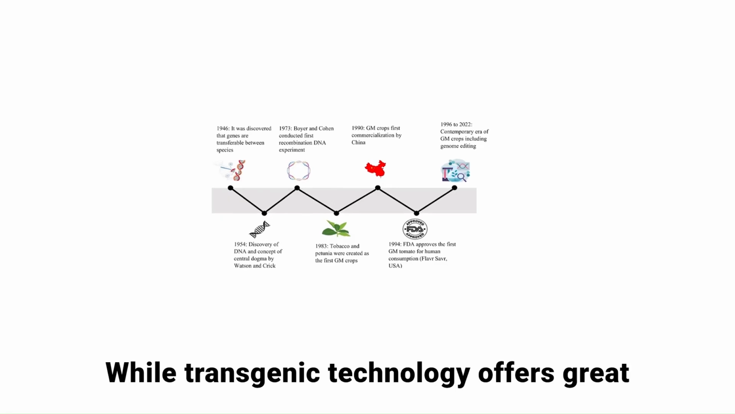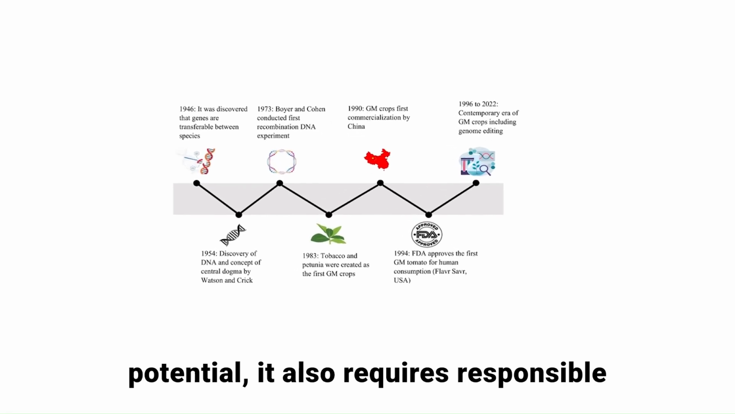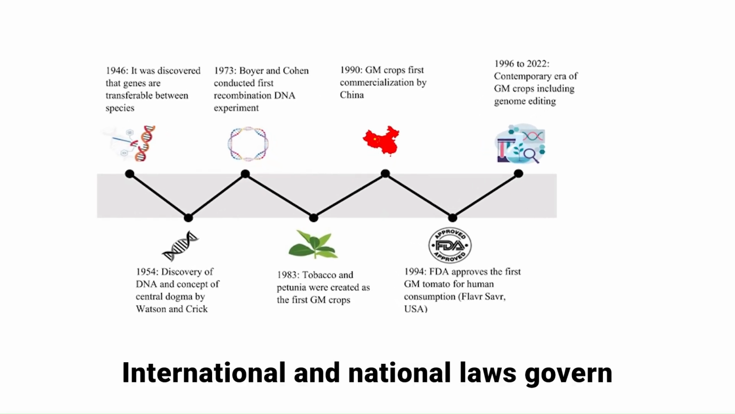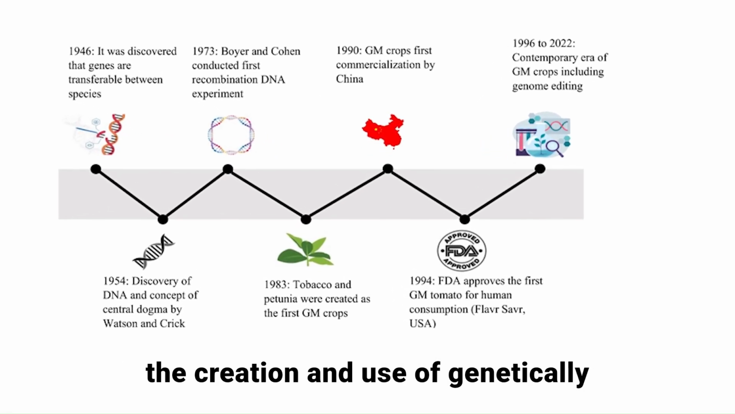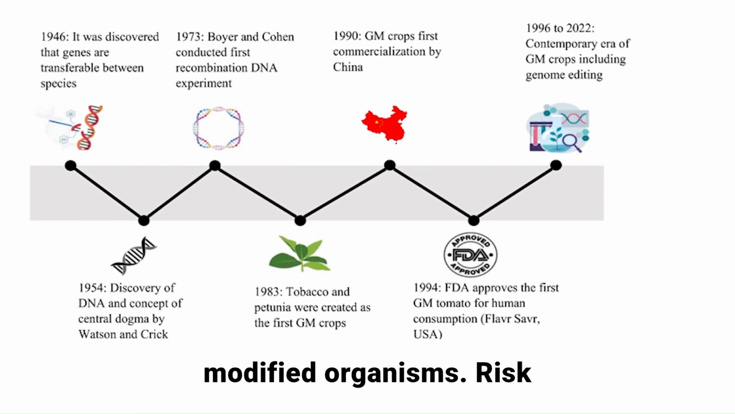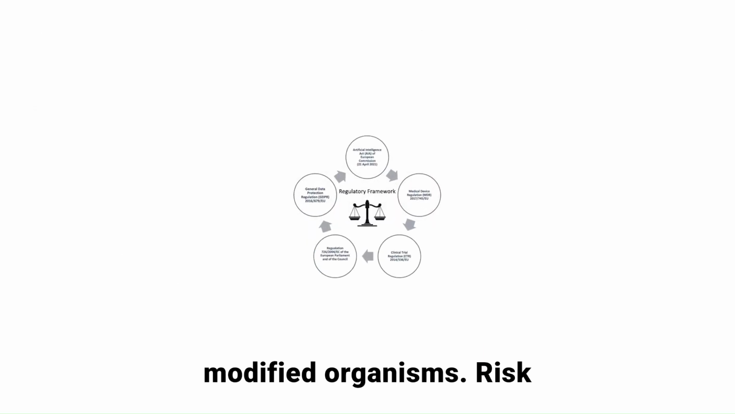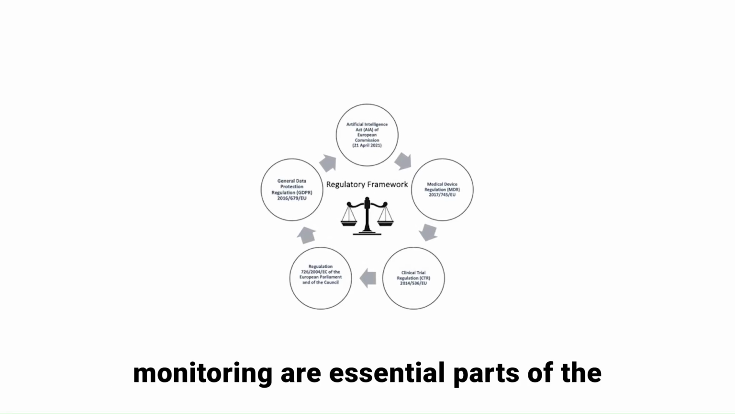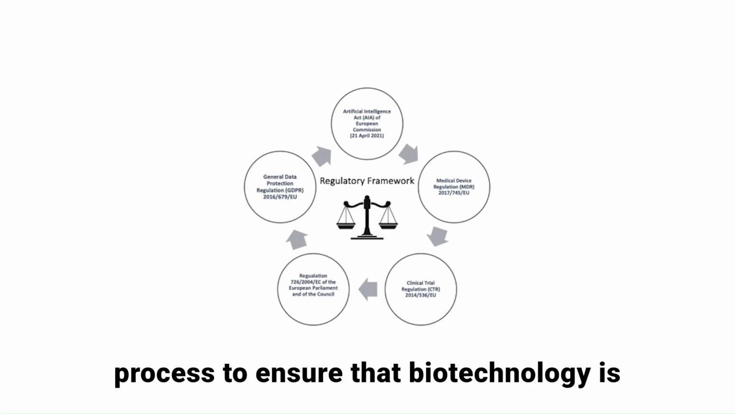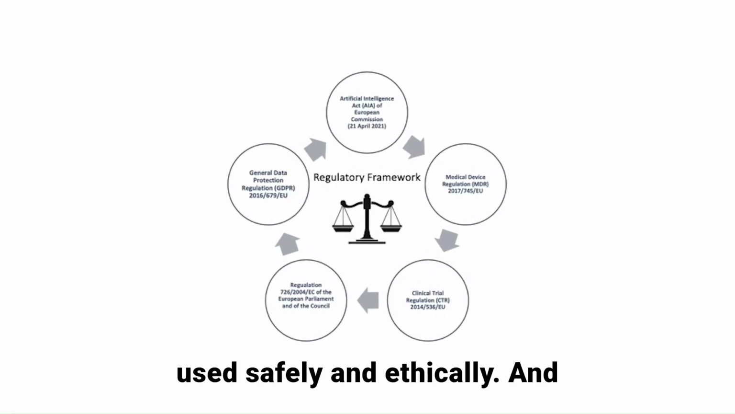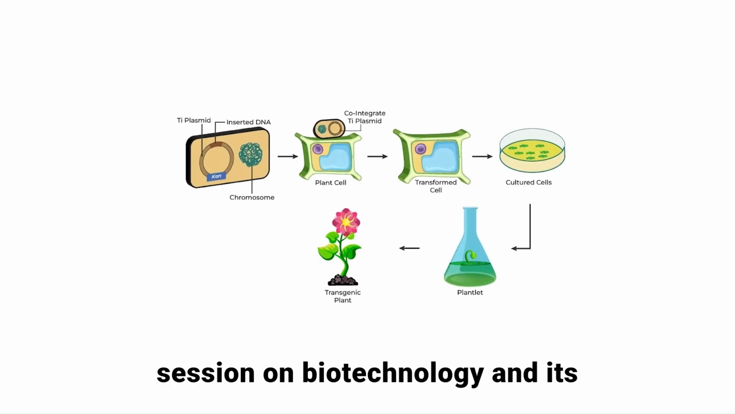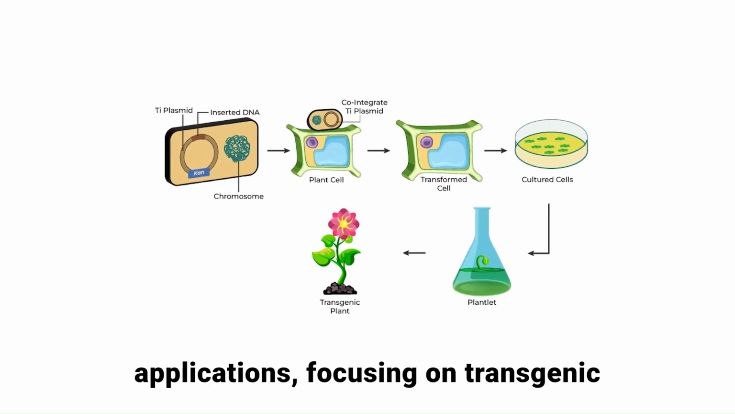While transgenic technology offers great potential, it also requires responsible use and strict regulation. International and national laws govern the creation and use of genetically modified organisms. Risk assessment, ethical review, and long-term monitoring are essential parts of the process to ensure that biotechnology is used safely and ethically. And that brings us to the end of today's session on biotechnology and its applications, focusing on transgenic animals and GM crops.